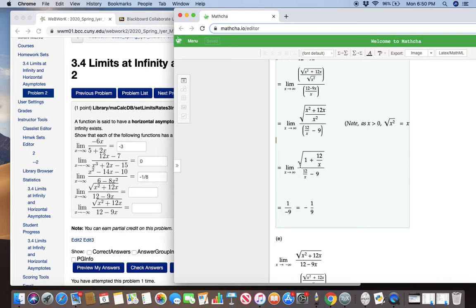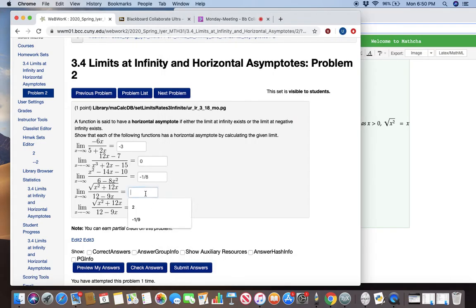What do I have upstairs? Square root of 1, which is 1, and negative 9 downstairs. So 1 over negative 9 is negative 1/9. Positive over negative is a negative. So negative 1/9.